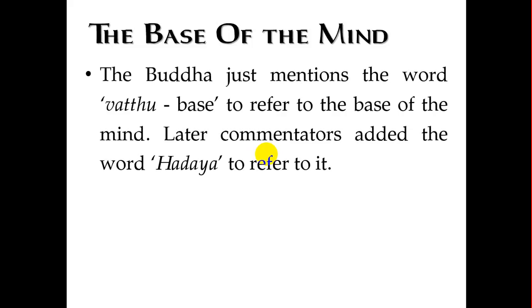But we need to know that the Buddha just mentioned the word vatthu, not hadaya. The word hadaya is added by commentators, not even in the Pali Canon, not even in the Abhidhamma text. It's not mentioned. The Abhidhamma text just uses two words, rupa and vatthu: a kind of material form, based on which the mind arises. So the Buddha used rupa, meaning material form, just a normal word, right? And also the Buddha used vatthu, only two words. But the commentators use another one, hadaya-vatthu, right?